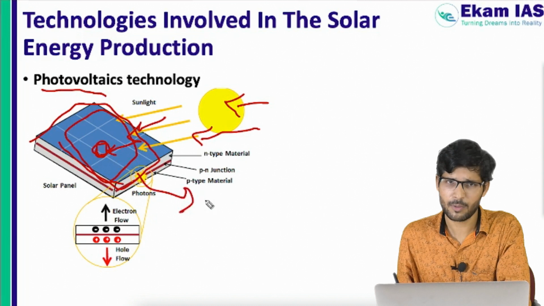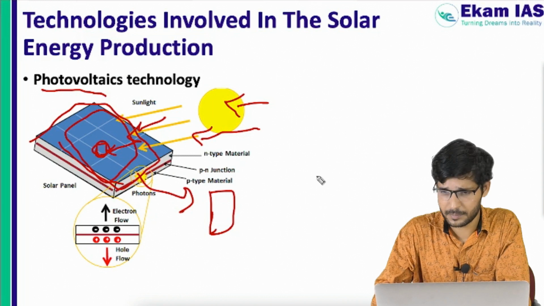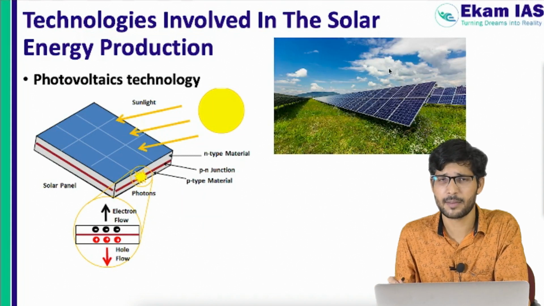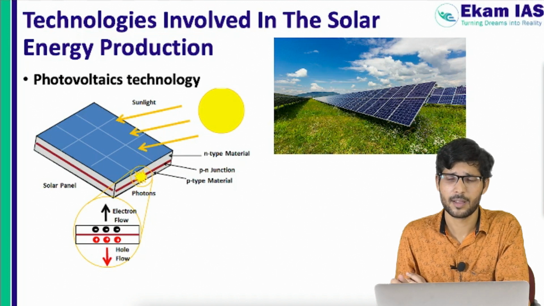After this, we will store the energy or directly use it. This is the first technology, that is photovoltaic technology. You can see from the figure that it is the very common way of producing solar energy that we usually see around in India.